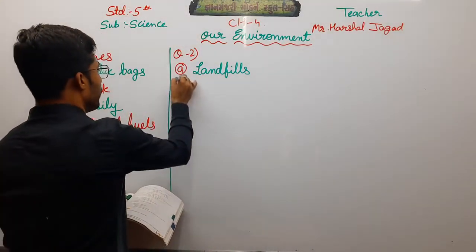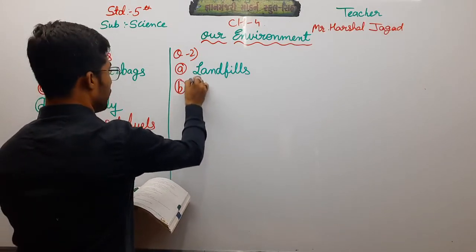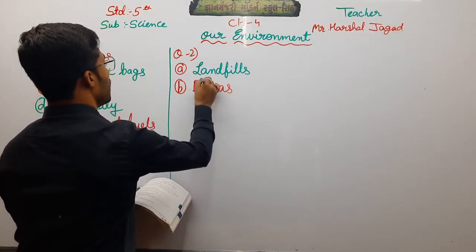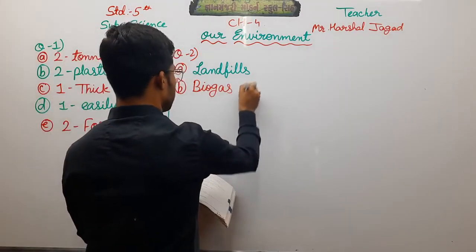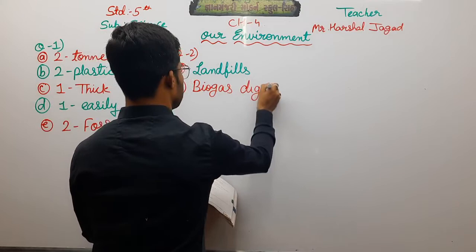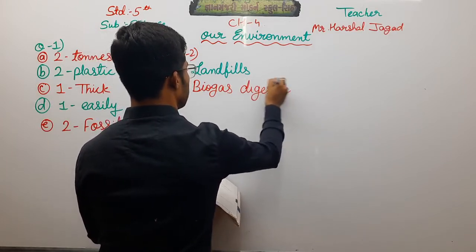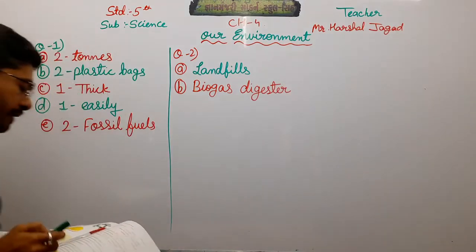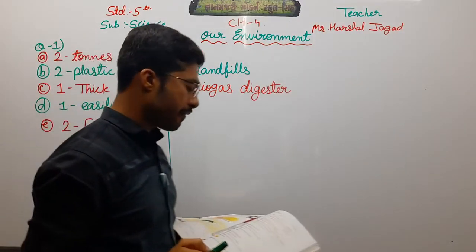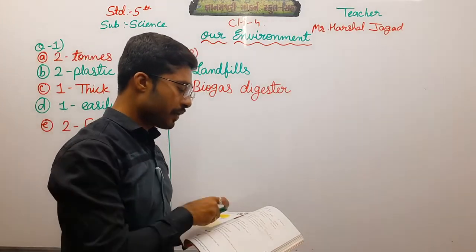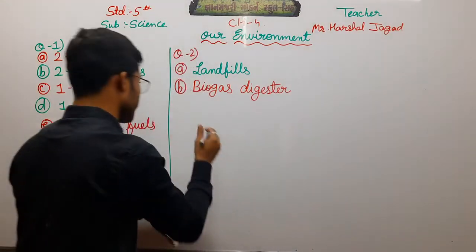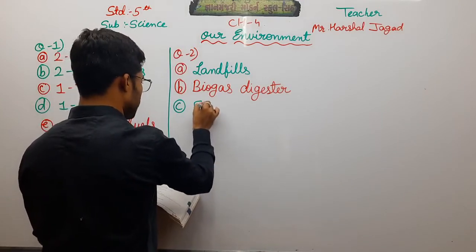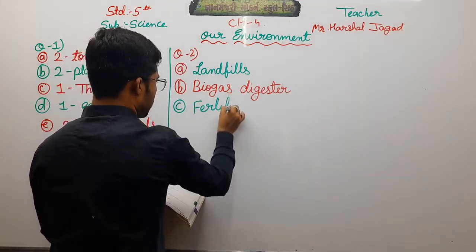So here in B it will be biogas digester. C: animal waste remaining after biogas is produced can be used as dash. So here in C it will be fertilizers.